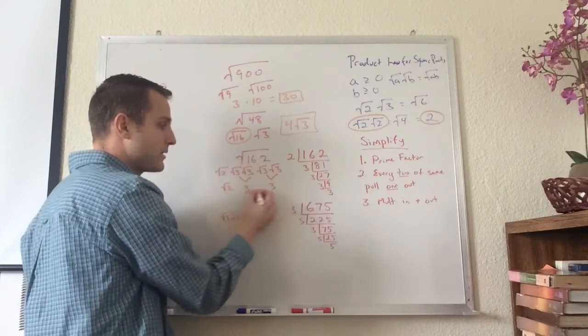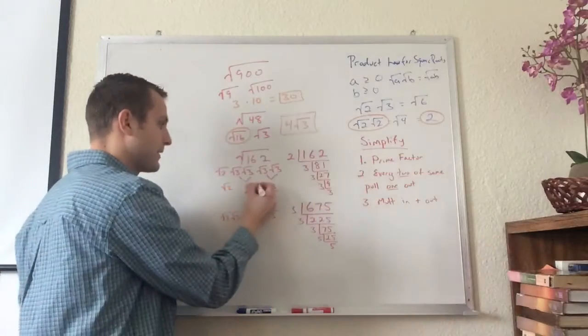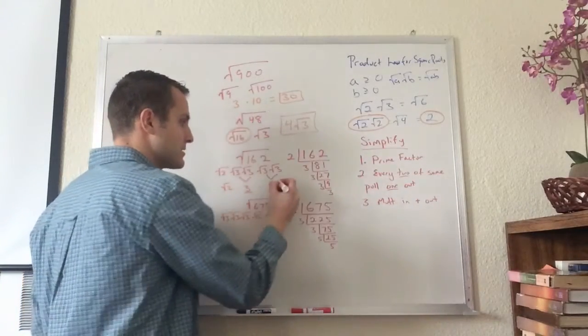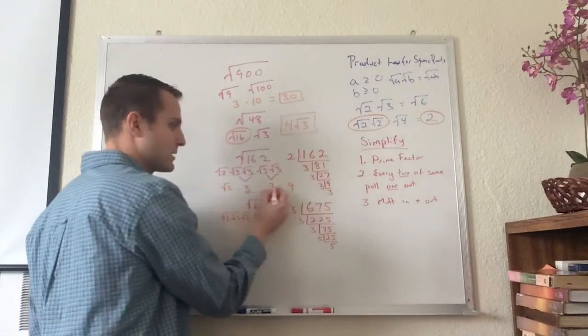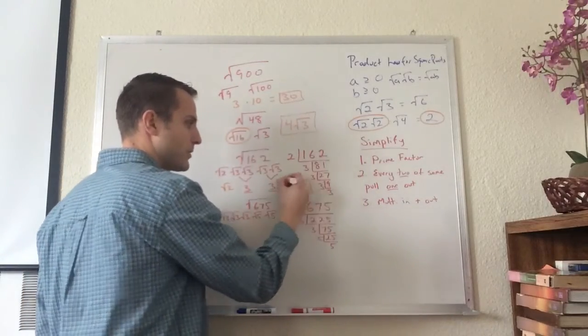So I have 3 and 3, which are both without square roots, so I'm going to multiply those together. All of these are being multiplied. So this is going to be 9, because 3 times 3 is 9. And then I have the square root of 2. Always put the square root at the end.